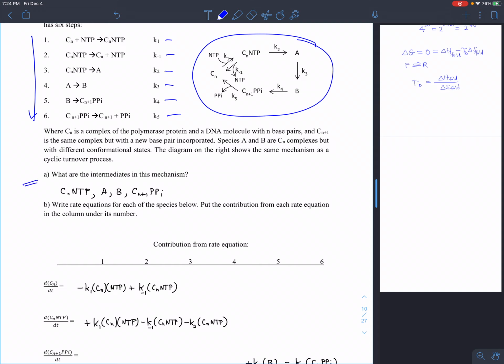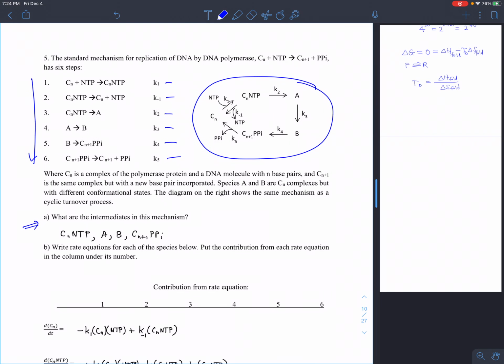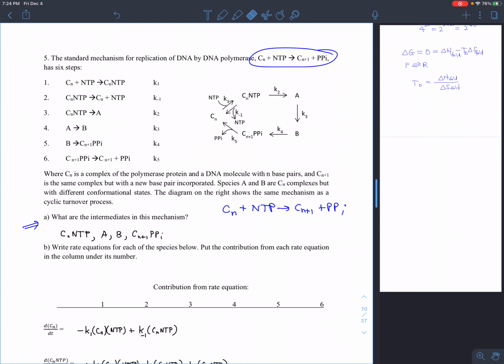The first thing it asks is, what are the intermediates in this mechanism? Well, the overall reaction is this. CN stands for the complex of polymerase and DNA with N nucleotides. And so CN plus NTP, well, it's given up here actually. CN plus NTP goes to CN plus 1 more base pair, plus the pyrophosphate that's released. That's the overall reaction. Everything that's not in the overall reaction is an intermediate. And so, let's see, C.NTP is an intermediate.